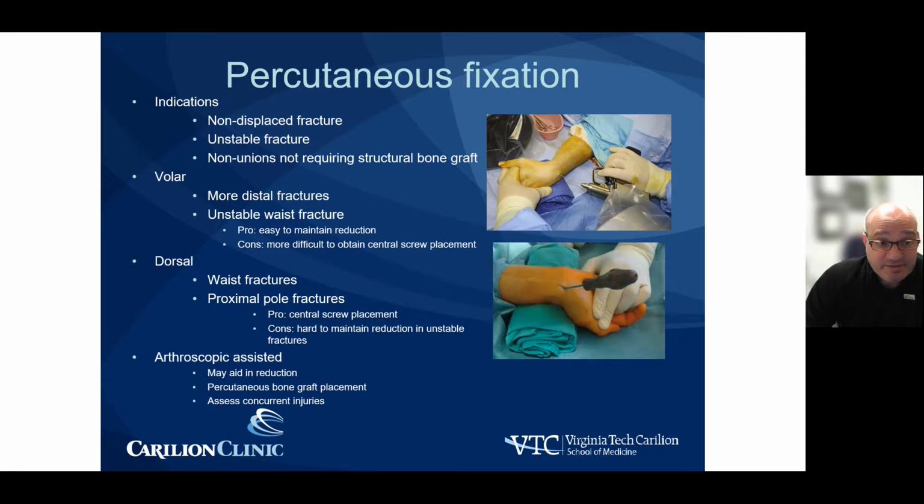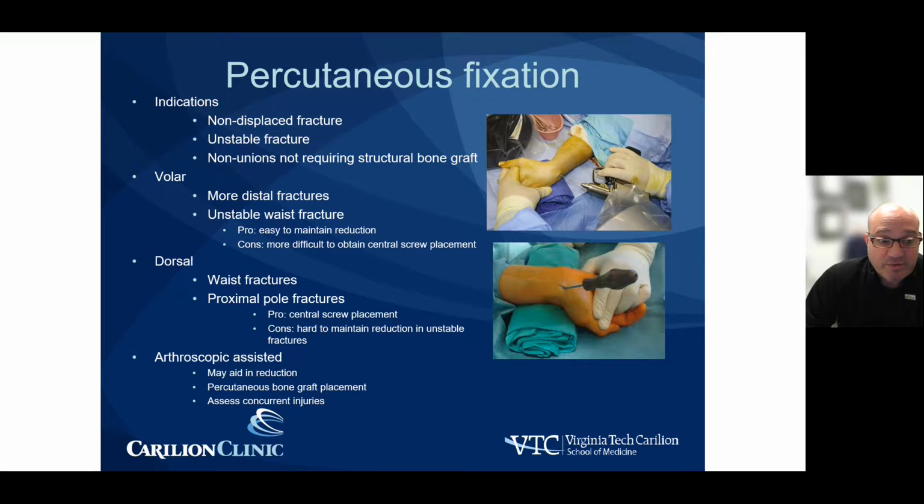Percutaneous fixation, as previously stated, has indications from non-displaced, unstable fractures to non-union requiring structural bone graft. This can be done percutaneously through a volar approach, and this is more for distal fractures and unstable fractures. The approach we recommend for dorsal percutaneous is for proximal pole fractures. You can also combine an arthroscopic assisted technique. It depends on the attending's preference, and it may aid the reduction of the fracture.